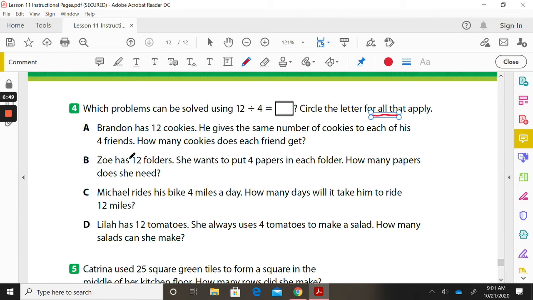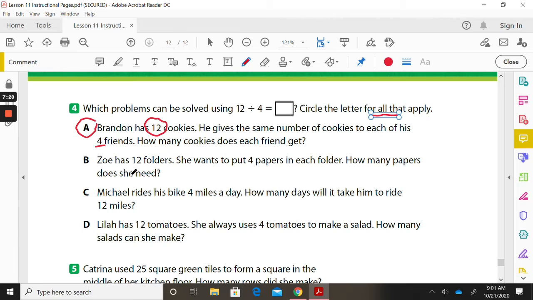Brandon has 12 cookies. He gives the same number of cookies to each of his 4 friends. How many cookies does each friend get? Well, this is my total. Brandon has 12. And if I'm using my imagination, I'm imagining him dividing the cookies between 4 friends. So if I think about Brandon having a total of 12, dividing it between 4 friends, then I would think that A would definitely go along with that equation.